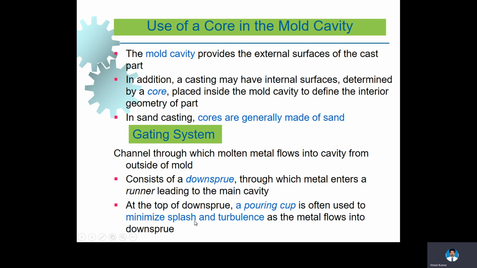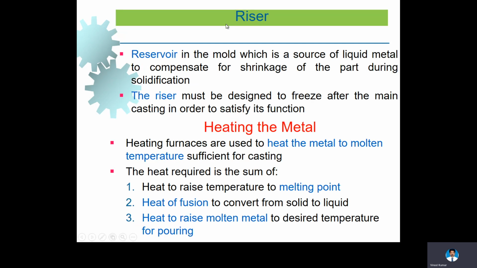A gating system is used to minimize the splash and turbulence. Already we explained. A riser is a reservoir which stores molten metal. Then heating. Definitely we need molten metal. How to produce molten metal? Metal is heated to its melting point. So the solid converts to liquid after melting point, and molten metal is produced.